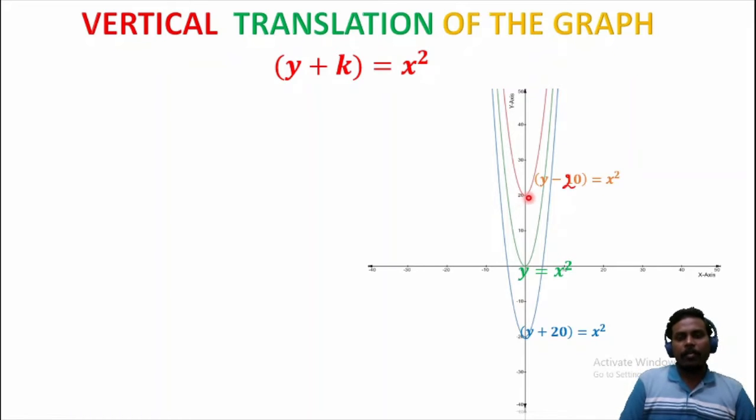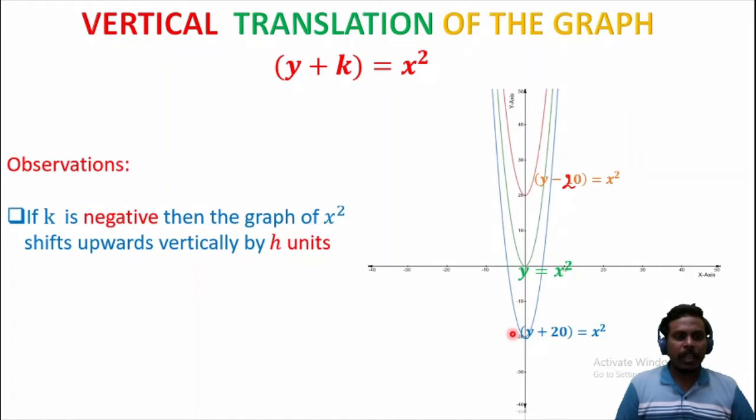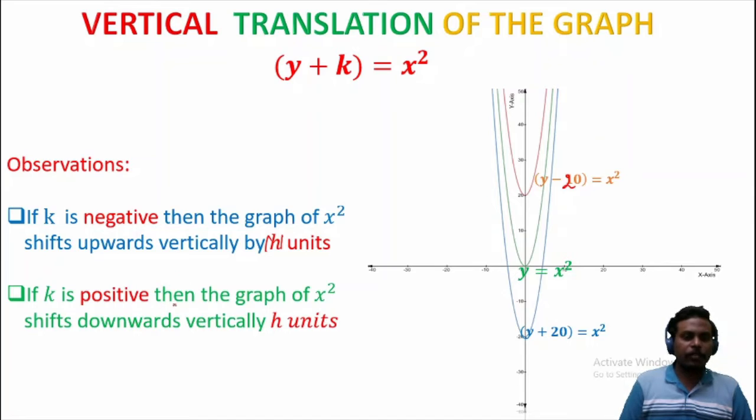So here we have to be clear when the graph is translated vertically in the upward direction or in the downward direction. It all depends on the sign of k. These are the observations here. If k is negative, then the graph of x square shifts upwards vertically by, again, mod h units. The next observation is, if k is positive, then the graph of x square shifts downwards vertically, mod h units again.